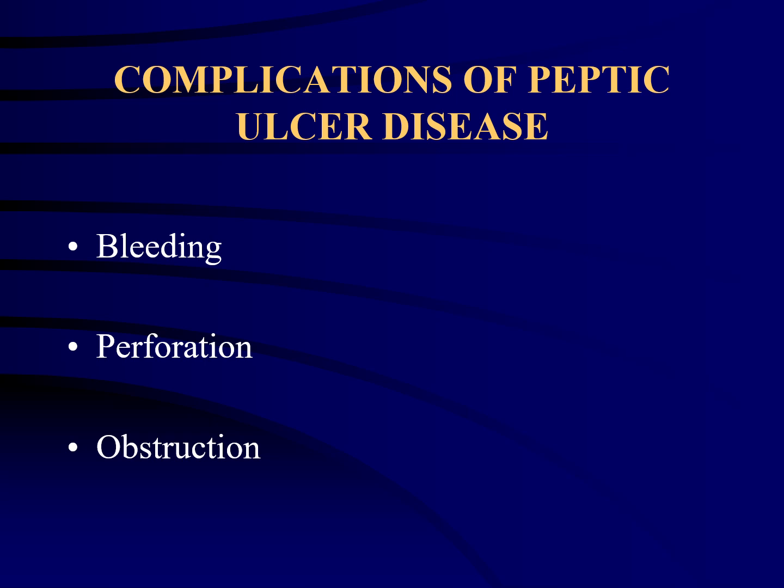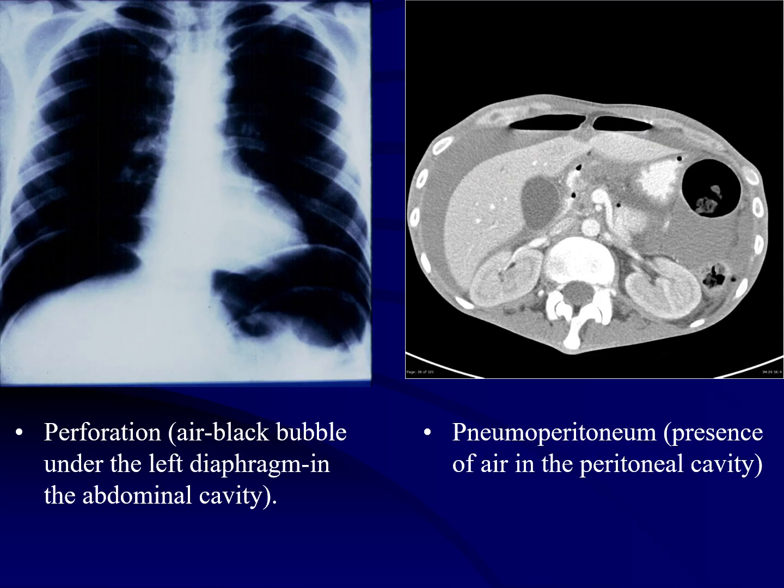Complications of peptic ulcer disease include bleeding, perforation, and obstruction. This is an example of perforation of a duodenal ulcer. On the left aspect of the slide, you can see perforation. This is visible as air or a black bubble under the left diaphragm in the abdominal cavity. This can also be diagnosed accurately with a CT scan showing pneumoperitoneum.